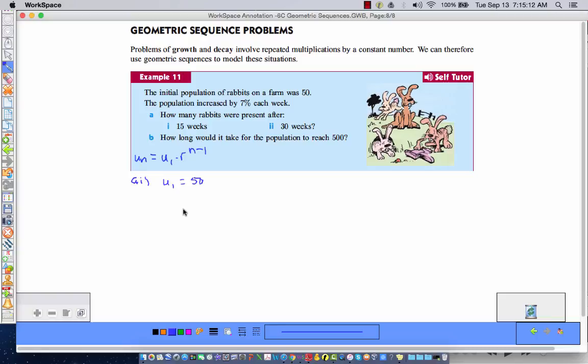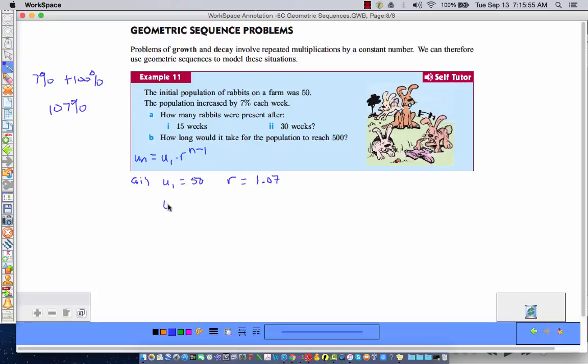And r, our common ratio, is actually equal to 1.07. And why is that? Well, if I just multiplied by 7%, I would only get the number of rabbits that were added. I wouldn't get the total number of rabbits in the population. I will get the number of new rabbits. So I have to add 100% to that, and 7 plus 100 is 107%, and written as a decimal, which we need in order to operate with it, is 1.07.